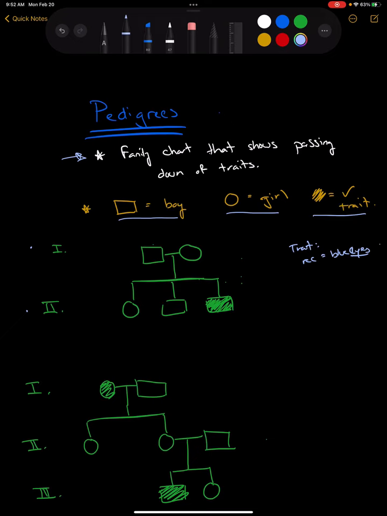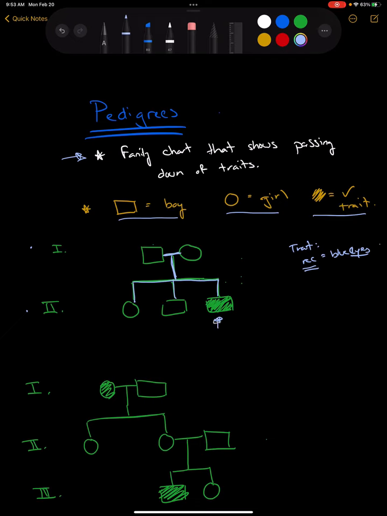So if I just look at it first, I can see that this man and woman got married. That's what that line means. And when you have the line coming down from the middle, that means they had these children. So they had a boy and a girl. Now, if you notice, one of these boys right here, he's shaded in. That means he has that recessive trait.